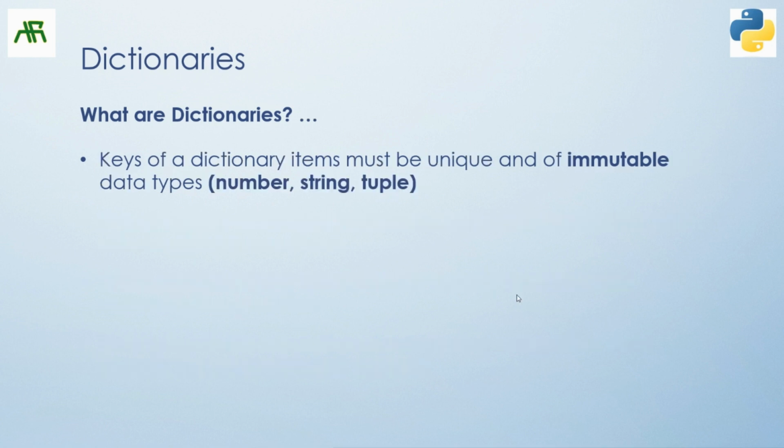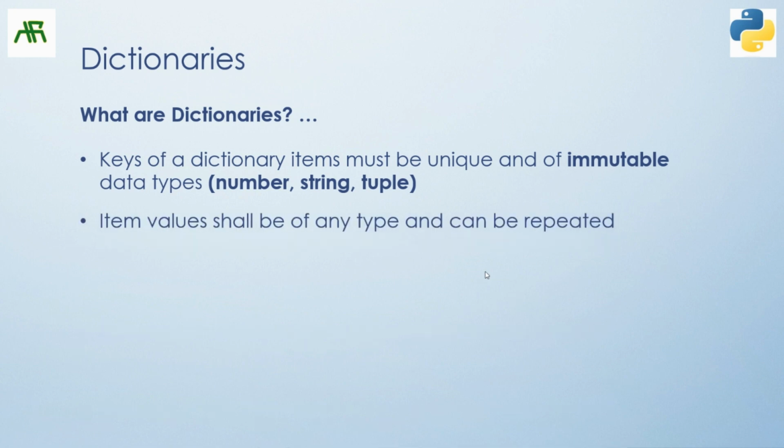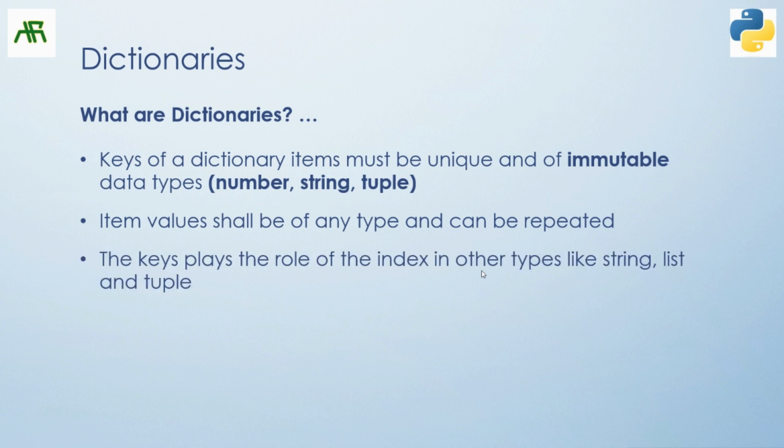Keys of dictionary items must be unique and of immutable data types like number, string, and tuple. Though the dictionary as a whole is mutable, keys should be of immutable data types. Item values can be of any type and can be repeated. Only the keys should be immutable, but item values can be mutable types and they can be repeated as well. Keys should be unique. The key plays the role of the index.